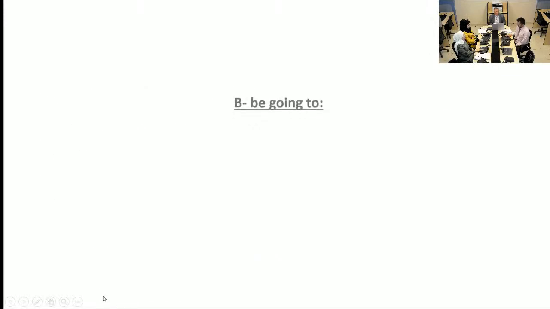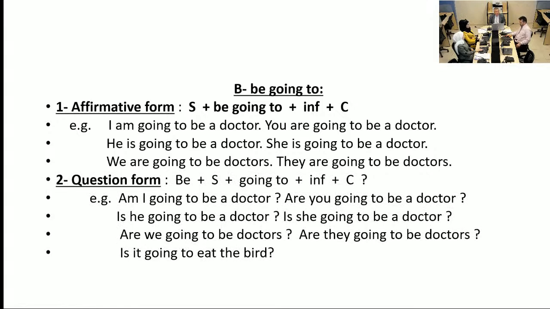Next, Miss Rasha. The next slide, be going to. Yes, we use the form subject plus be, I mean am, is, are, plus going to infinitive to express another way to express the future. Example, I'm going to be a doctor. You are going to be a doctor. He is going to be a doctor. She is going to be a doctor. We are going to be doctors. They are going to be doctors.